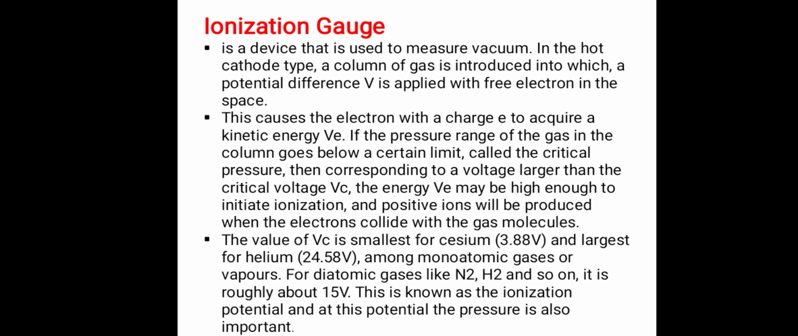Now the third point is that here I have written the critical voltages for some gases. For cesium the critical voltage is 3.88 volt, for helium 24.58, and for the diatomic gases like nitrogen and hydrogen, roughly 15 volt. This is also called the ionization potential, and at this potential the pressure is also important, as we are measuring the corresponding pressure.